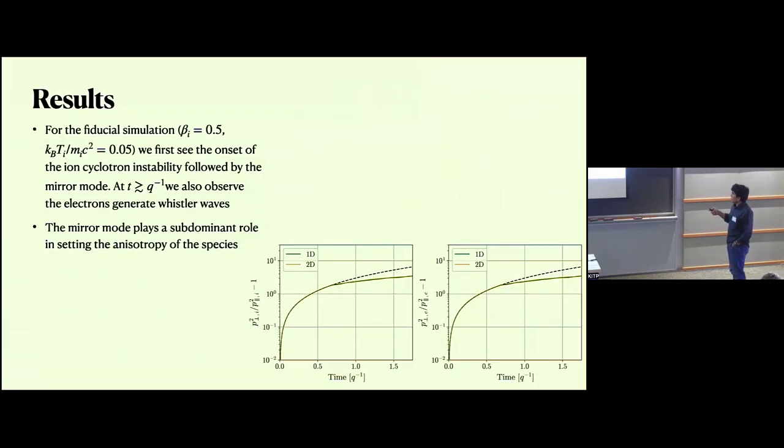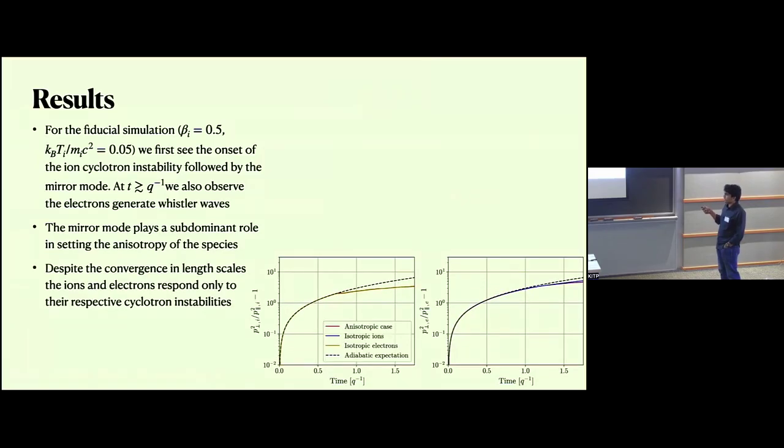The final two points we see from this: by running equivalent 1D simulations where we by hand cut off the mirror mode, which is oblique in nature, we find that the anisotropy of the two species matches well with the 2D case, which seems to suggest that the mirror mode plays a subdominant role. And finally, despite the convergence in the length scales between the ions and electrons, what we also see is that they seem to be responding to their own cyclotron instabilities.